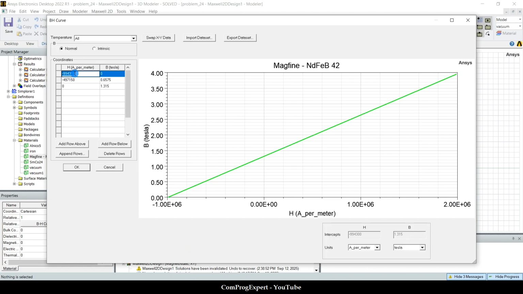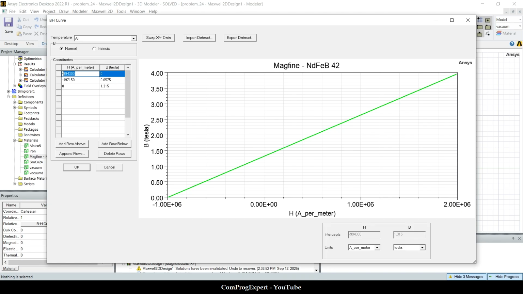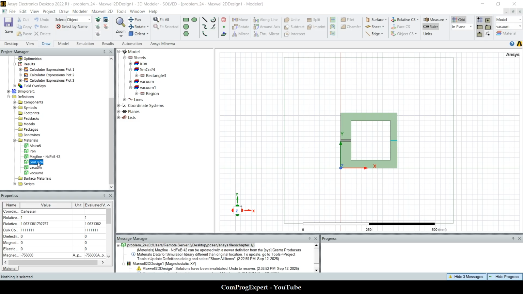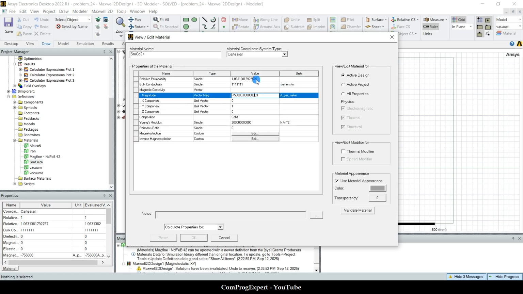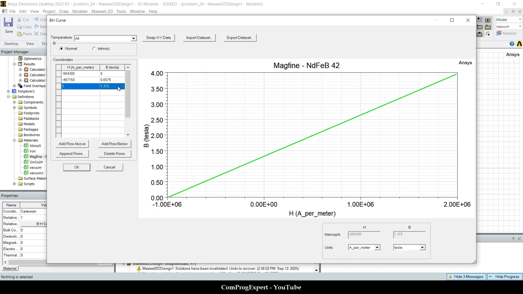This is the value of the HC. So let's copy it here. And what is the value of the slope? This is the BR. Okay, this is the BR. In this case, we have the value of the BR. In the previous case, only the value of the HC and the relative permeability are specified. In this case, we have the value of BR also.